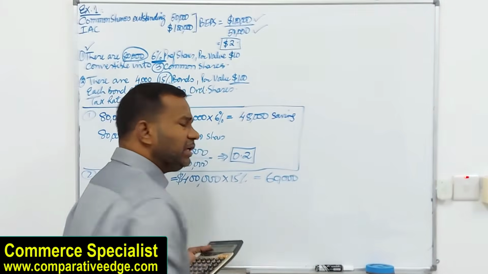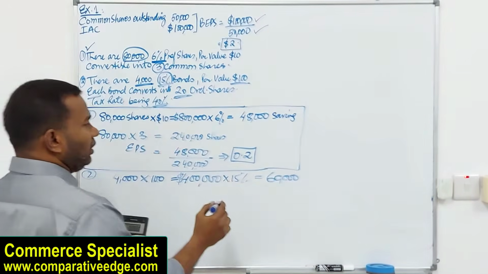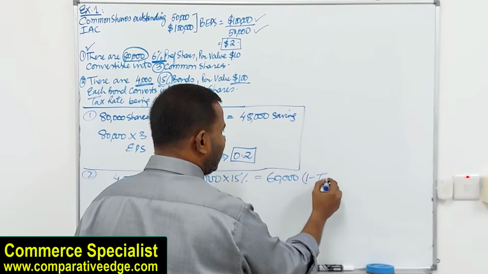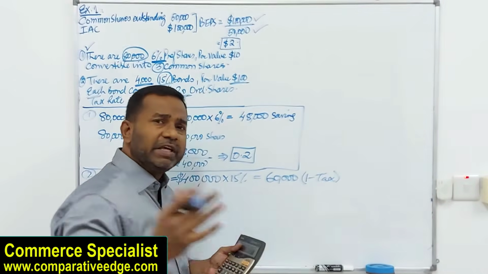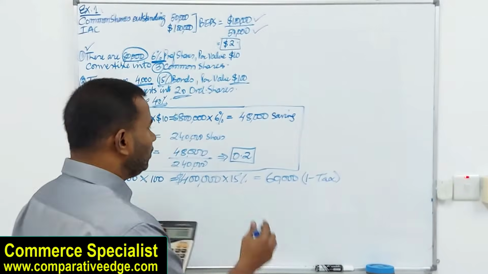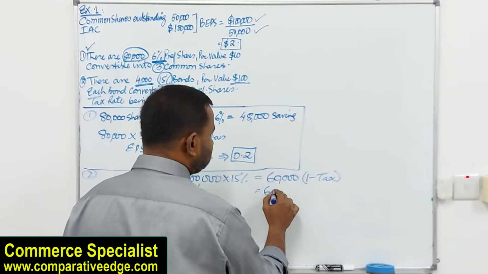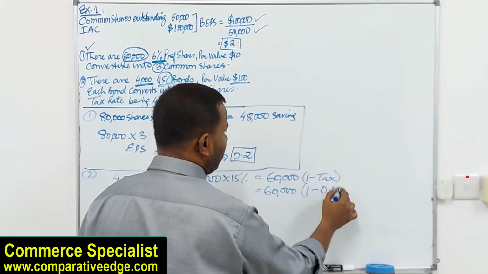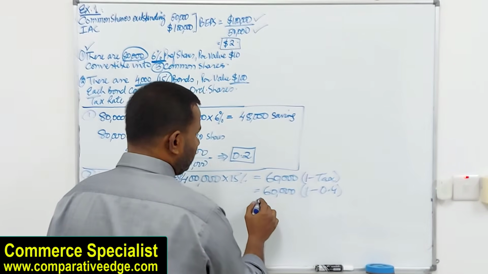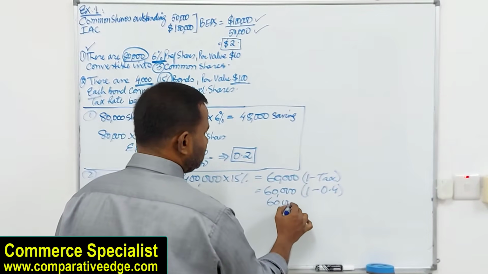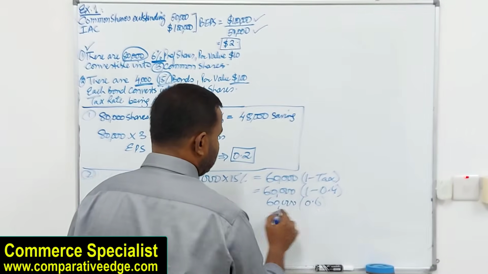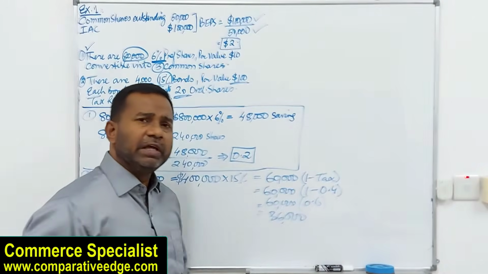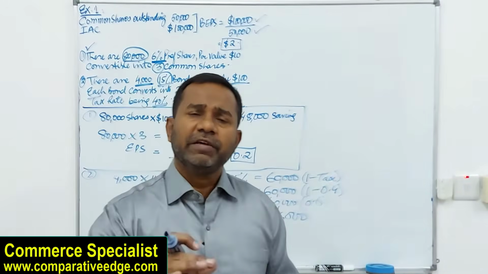Now 60,000 is your saving in interest. We multiply this by 1 minus tax because we want the saving after tax. So 60,000 into 1 minus tax, which is 40%, meaning 0.6, will give you 36,000. 36,000 is the net after-tax saving for interest.